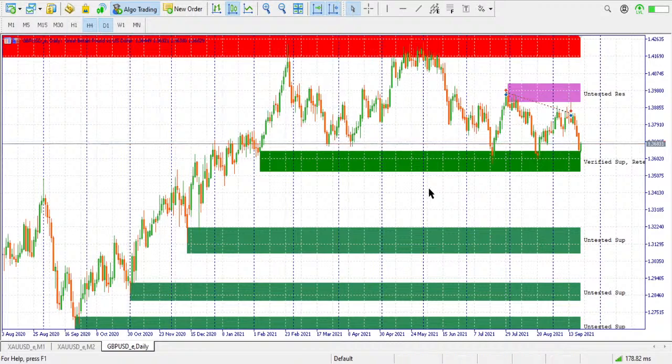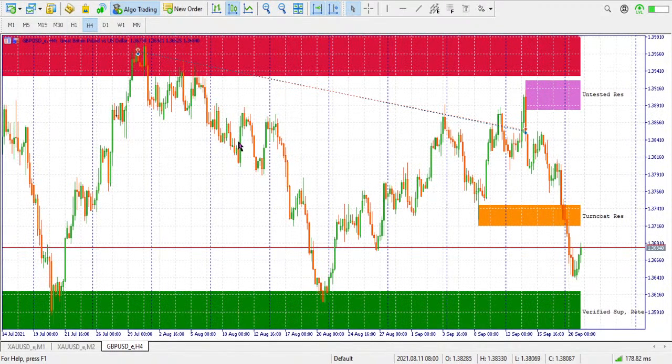On the 4-hour chart, we have almost the same thing. We do have a verified resistance here, and we also have a verified resistance here. So as you can see, it's like the same zone which you have as a support on the daily chart is the same zone which you have as support on the 4-hour chart, which means this level here will be the ideal place to be looking for a sell from.